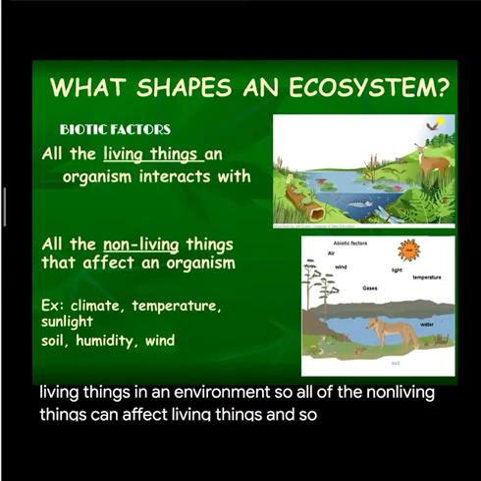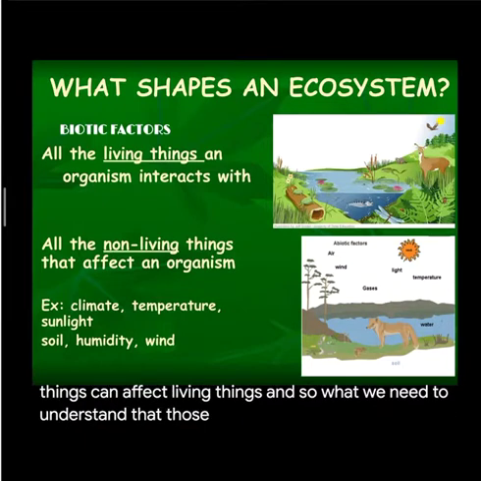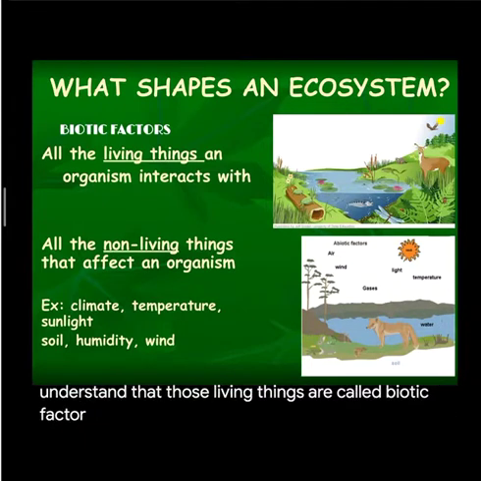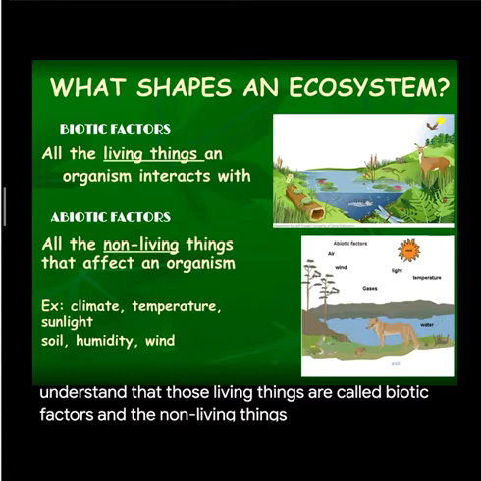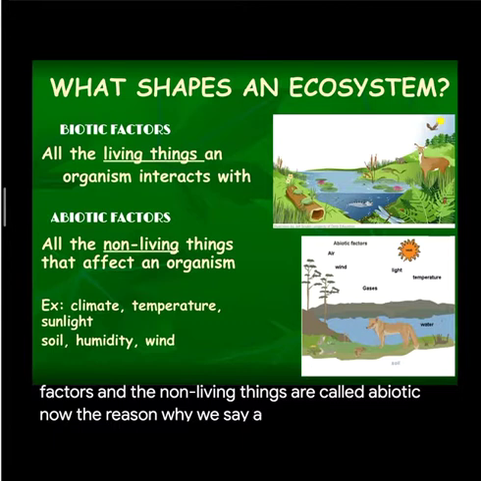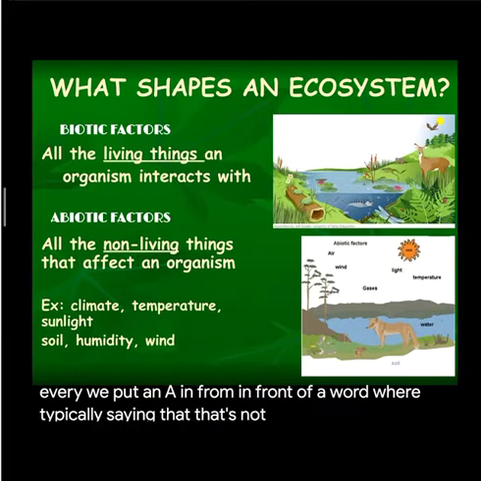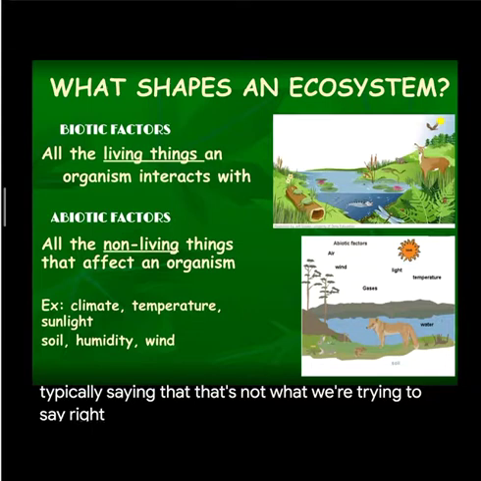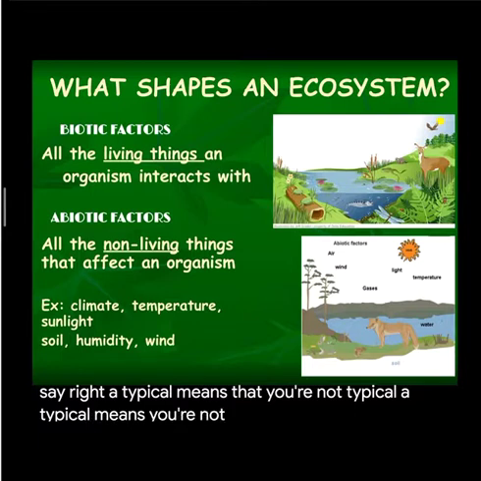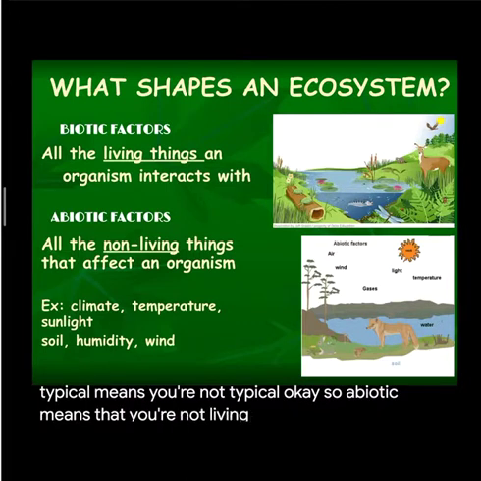We need to understand that those living things are called biotic factors, and the non-living things are called abiotic. The reason we say abiotic is that whenever we put an A in front of a word, we're typically saying that that's not what we're trying to say, right? Atypical means you're not typical, okay? So abiotic means that you're not living, like biotic would mean.